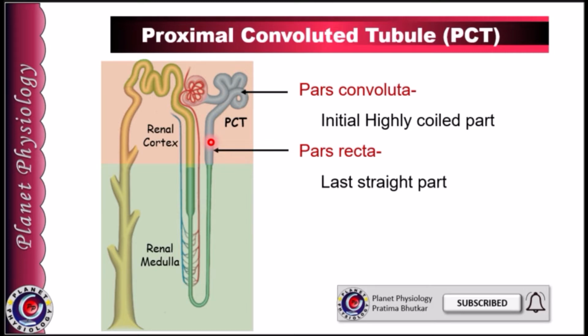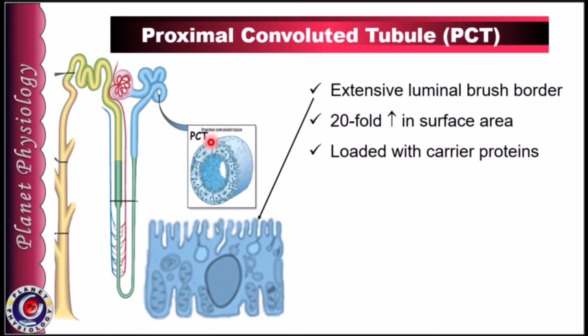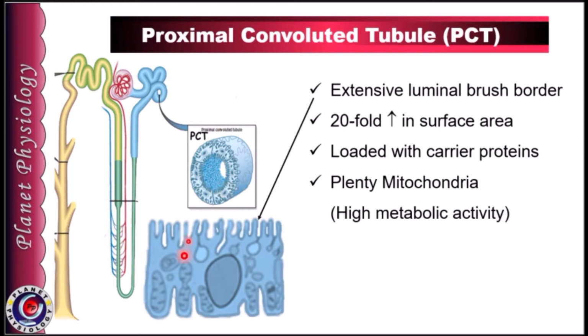There are some functional differences in the types of channels present in these two parts. PCT is lined by cuboidal epithelium and it possesses extensive microvilli on the luminal surface forming brush border. It increases surface area available for reabsorption by 20 times. Brush border is also loaded with various carrier proteins.